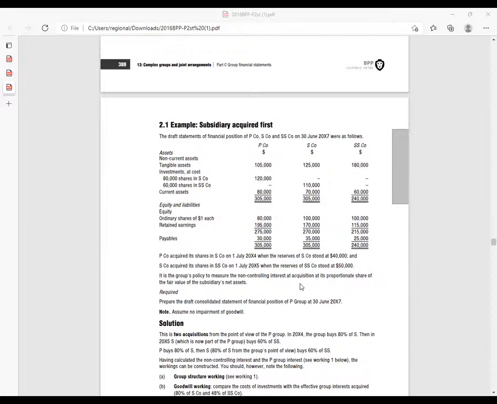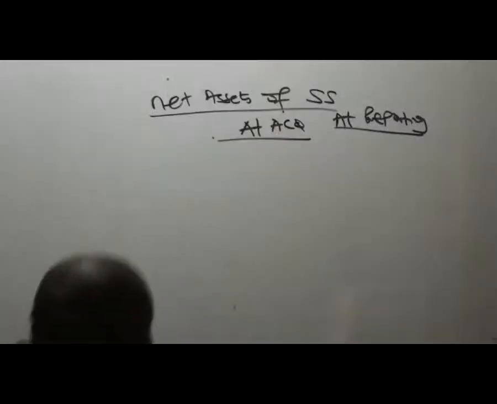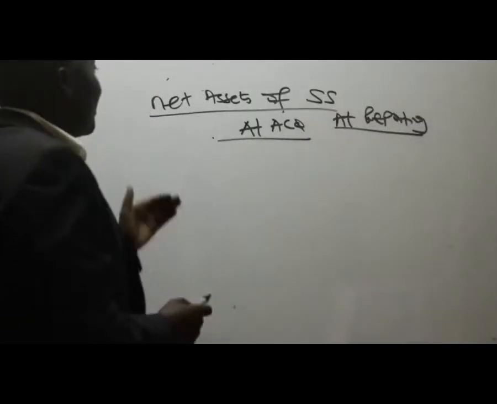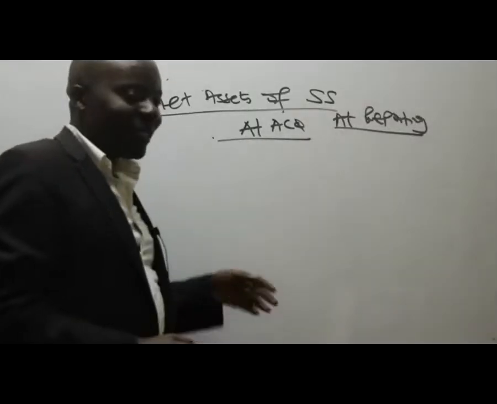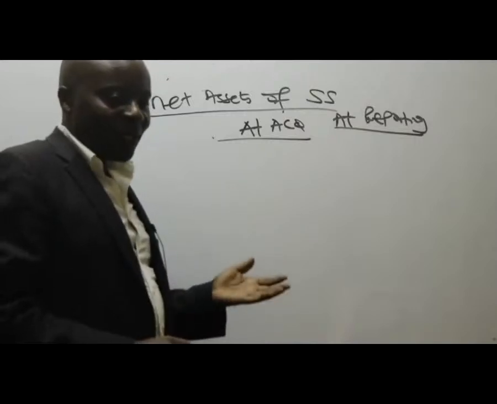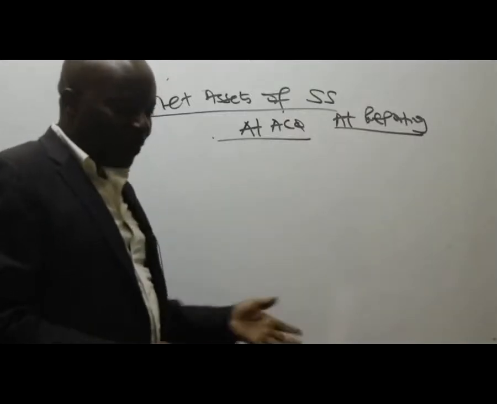Let's work this out together. So when I hear net assets, I know net assets very well. These are the reserves. These are the equities. These are the fair value adjustments.